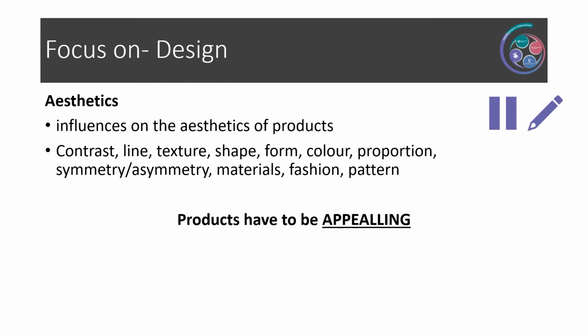The next design factor that you need to know about is aesthetics. At National 5 level, you're expected to be able to discuss the influence of aesthetics on products. Aesthetic keywords are contrast, line, texture, shape, form, colour, proportion, symmetry or asymmetry, materials, fashion and pattern. Aesthetics can be summed up as products have to be appealing.